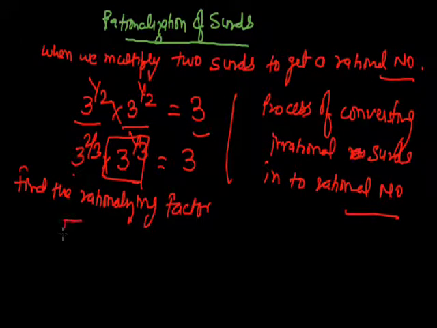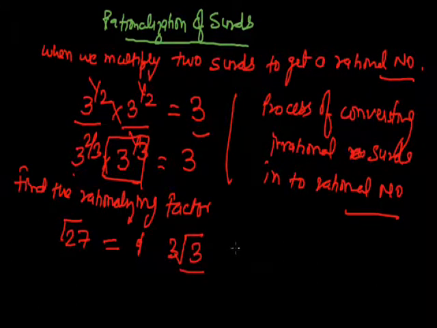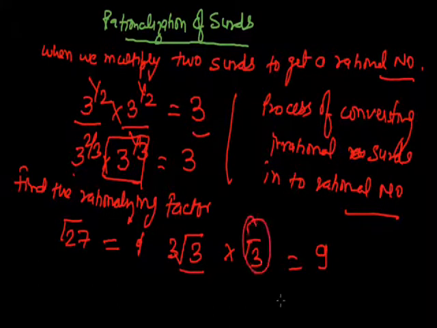So let's say if I have to find out the rationalizing factor of root 27, I can always write this number like this, 3√3. Okay, now if I have to make it a rational number, I just need to multiply it by √3. It will become a rational number. So what is the rationalizing factor for 3√3? √3 is the rationalizing factor. Now, what is the use of rationalizing irrational surds?